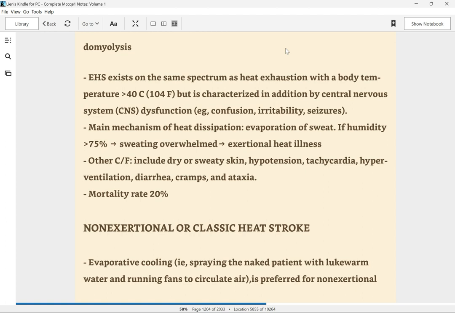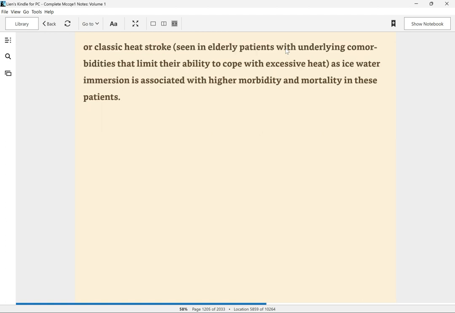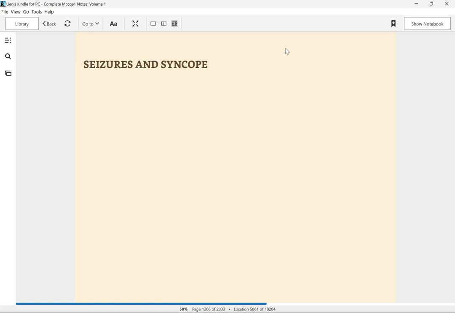Mortality rate 20%. Non-exertional or classic heat stroke, seen in elderly patients with underlying comorbidities that limit their ability to cope with excessive heat, is best treated with evaporative cooling, i.e., spraying the naked patient with lukewarm water and running fans to circulate air, as ice water immersion is associated with higher morbidity and mortality in these patients.